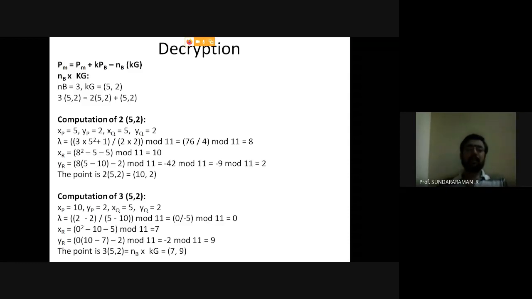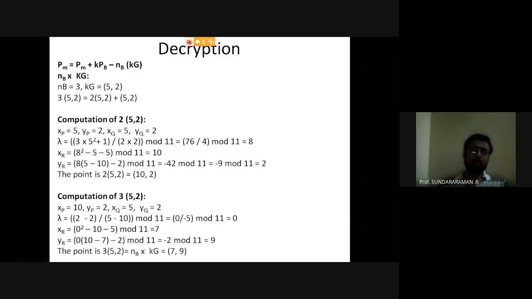So 2 into 5 comma 2 is what? 10 comma 2. That is xp is equal to 10, yp is equal to 2, xq is equal to 5, and yq is equal to 2. And when you apply the lambda equation, yq minus yp divided by xq minus xp, since both yp and yq have equal value, the numerator is 0, therefore lambda is equal to 0. So XR becomes minus 15 mod 11, that is equal to 7, and YR becomes minus 2 mod 11, that is equal to 9. So now we have computed Nb into Kg. Nb into Kg is equal to 7 comma 9.